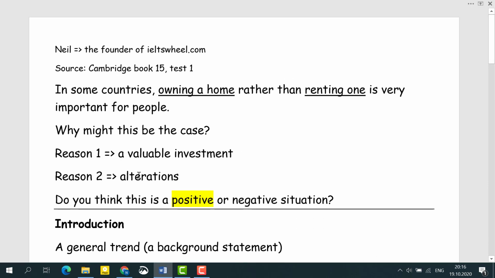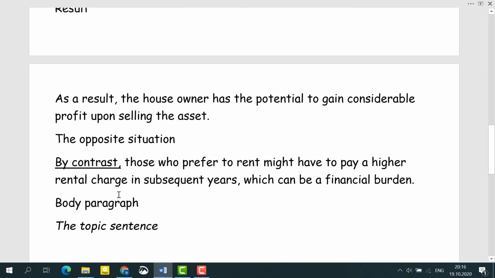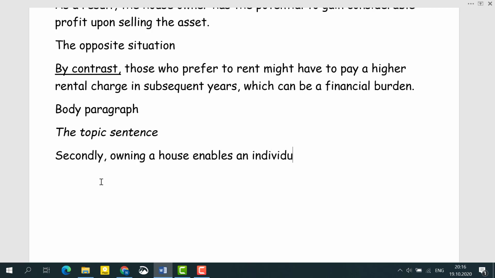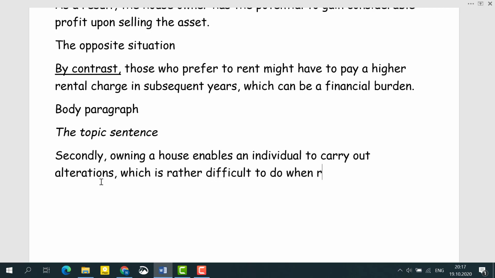Okay, now what is our plan? The plan is alterations, meaning that you can make alterations, you can make some changes to your house. Okay, and that's exactly what we need to include. Now, how can we do it? Secondly, owning a house enables one, or let's say enables an individual to carry out alterations, which is rather difficult to do when renting.